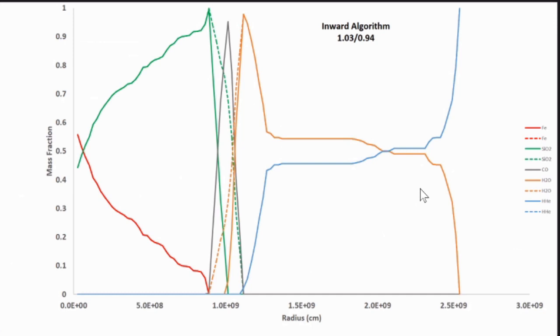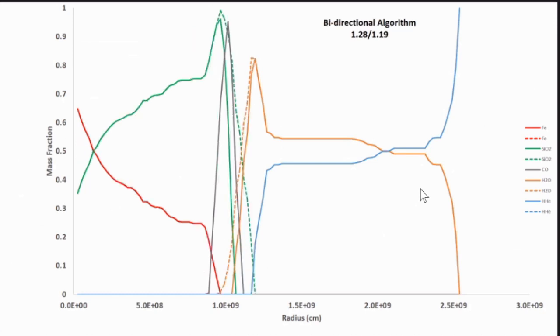And with the inward algorithm, the original model had a rock to water ratio of 1.03, and when you add CO, you get 0.94. So in other words, it works in the wrong direction, and that's universal. It's not just this example, but there are many examples like that.